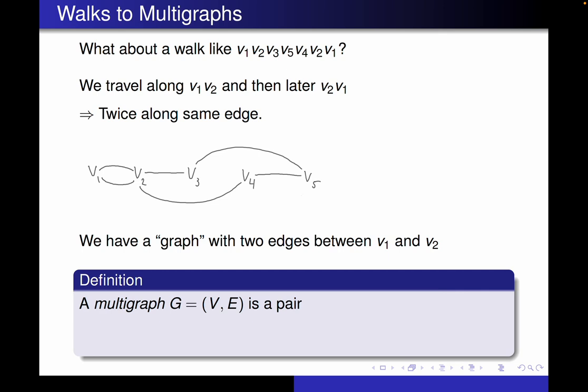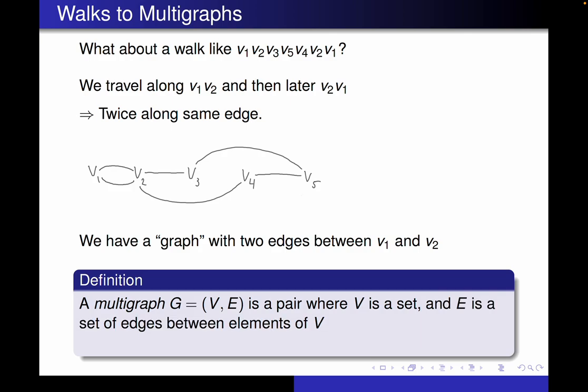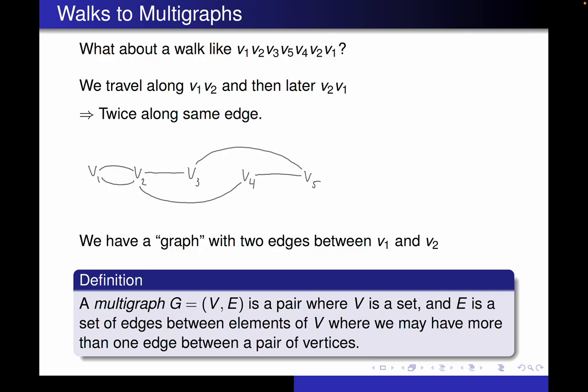So a multigraph still has a pair of sets V and E, where V is our vertex set, and E is our edge set. But our edge set now allows that we may have more than one edge between a pair of vertices.